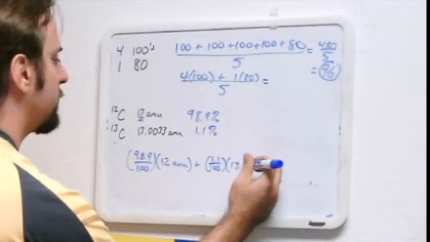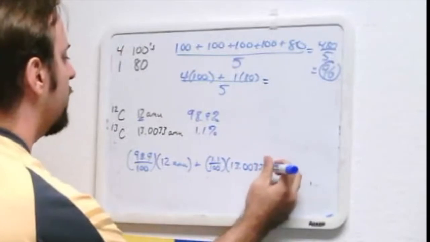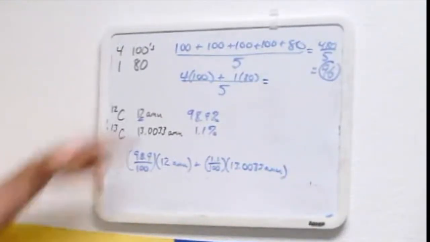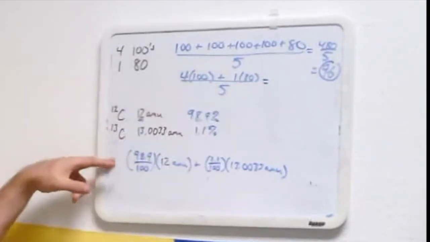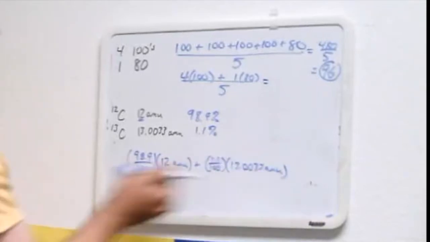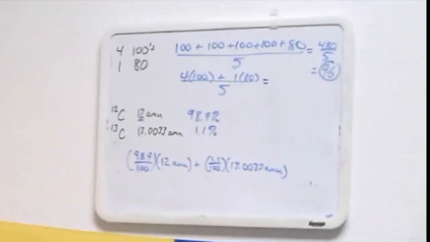And that's now 13.0033 AMUs. And so notice that in this case, rather than deal with the denominator here, I'm just going to represent the percent as a fraction. And when I do that, if I add these guys together, it should give me an average mass for this particular substance.